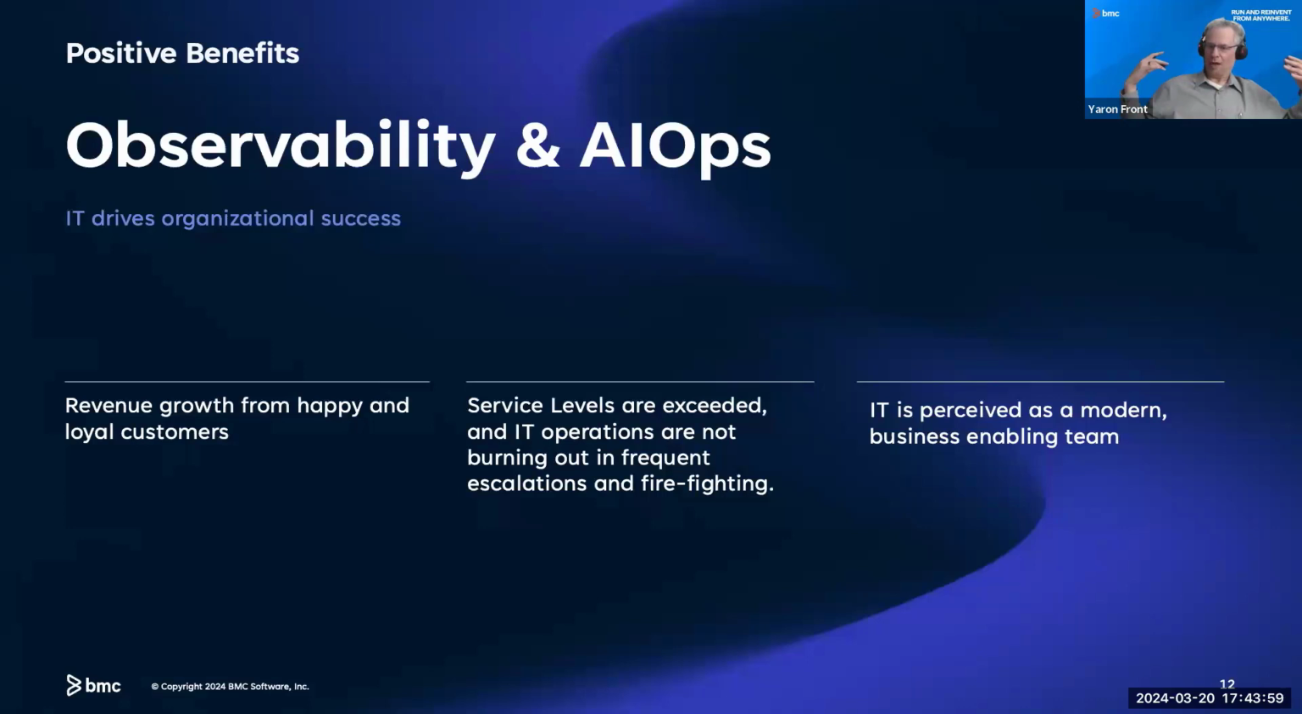So once you start implementing an observability and AIOps practice, what you can expect is increased revenues, and we're seeing it. We're seeing it every day with our customers. Increased revenues, better service levels, and transforming IT's perception from business inhibitors to business enablers. And let's see how we get there. Let's see how we achieve all that.